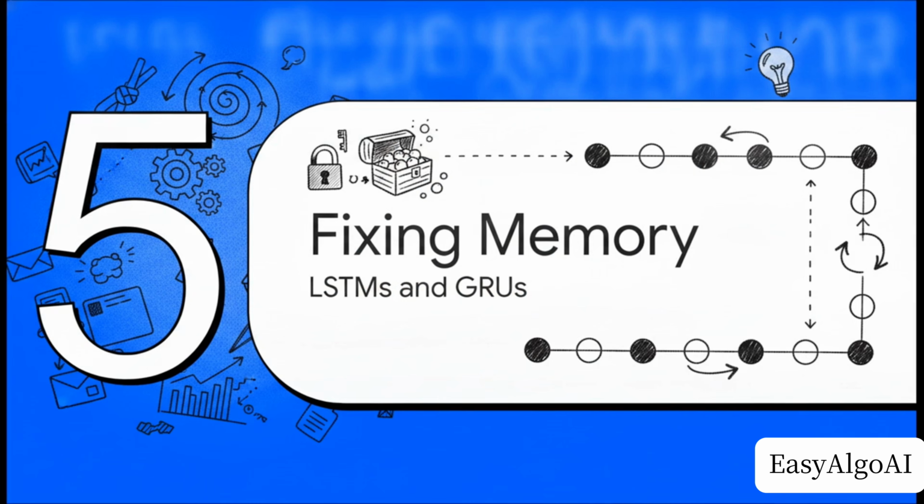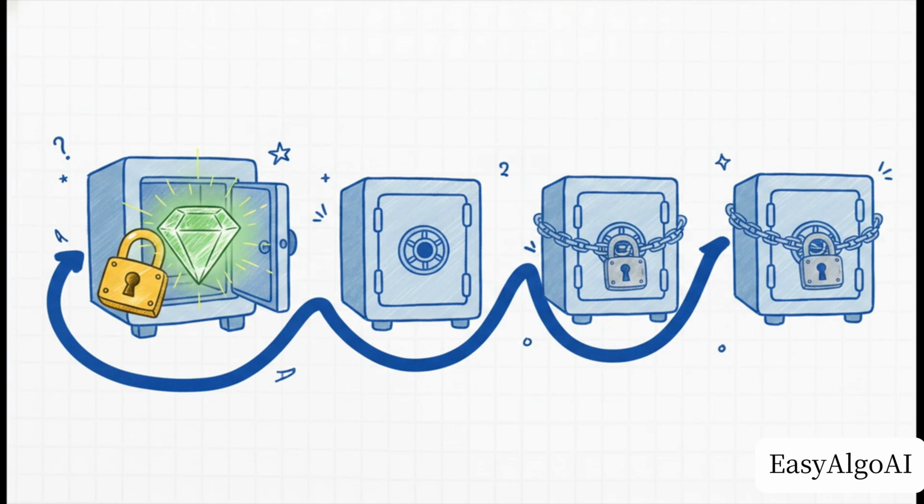Number 5. Fixing memory with gates. So if the network gets severe amnesia on long sentences, why does modern AI work so wonderfully? Well, researchers came up with an absolutely brilliant fix. Enter gated RNNs. Specifically, groundbreaking architectures like long short-term memory networks, LSTMs, and gated recurrent units, or GRUs.